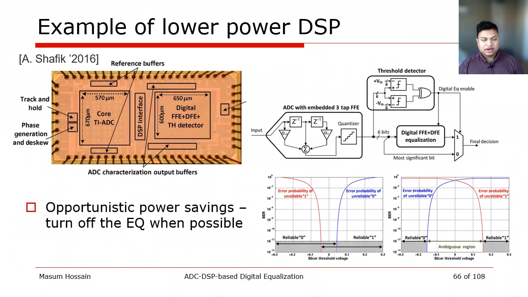In addition to that, opportunistic power savings are also possible in ADC DSP solution. The one shown here explains that reliable zeros and reliable ones are often available, such that we can completely bypass the equalization process and save the power associated with those bit detections.